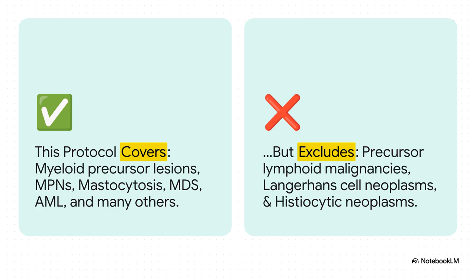Okay, first things first, let's just set the boundaries. This protocol covers a massive range of things, everything from myeloid precursor lesions all the way to acute leukemias. But, and this is really important, you have to know what it doesn't cover. It excludes precursor lymphoid malignancies and most of those histiocytic neoplasms. Think Langerhans cell histiocytosis. Those have their own separate guidelines.